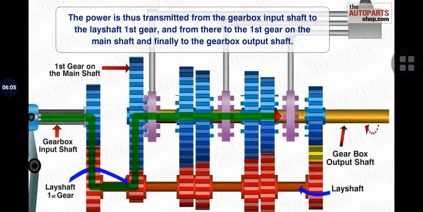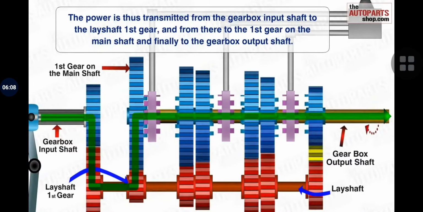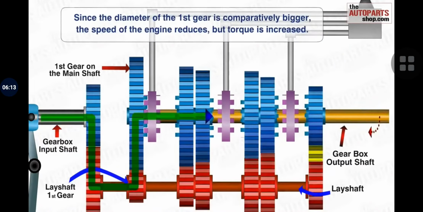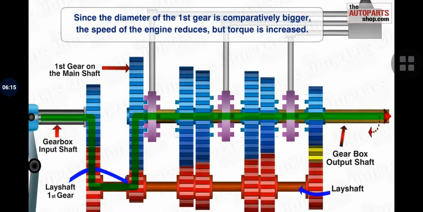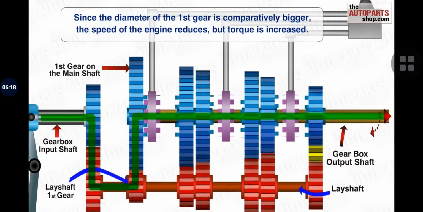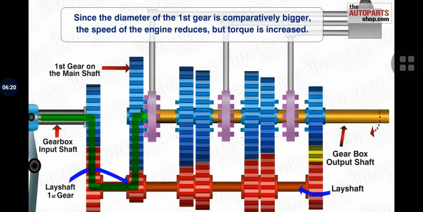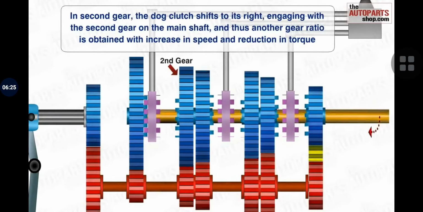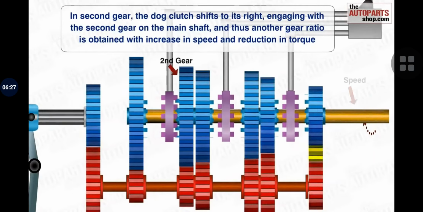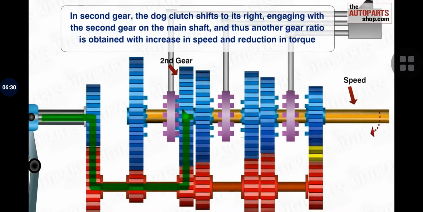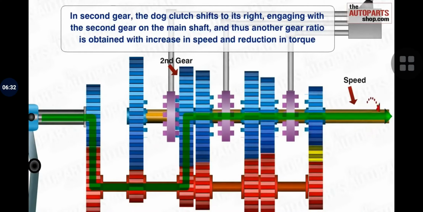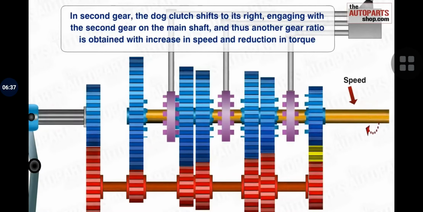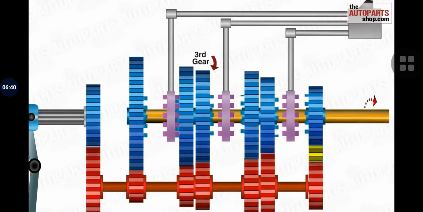Now the dog clutch has moved to the left side by using the first dog clutch. So the first gear is activated. Power is transmitted from the lay shaft to the main shaft. Now we want to activate the second gear. So I am moving the first dog clutch to the right side. So second gear is activated. According to that we will get the speed.